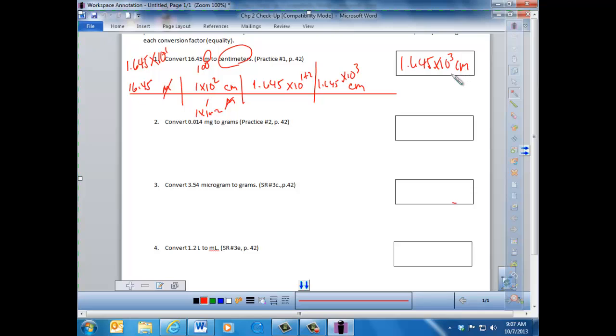Now, you know that there's 100 centimeters in a meter, right? So 16 meters will be 1,600 centimeters. So it's not the answer we're looking for, it's the system. This is the same thing as 16.45 centimeters, and if you wrote it like that, I accepted it.